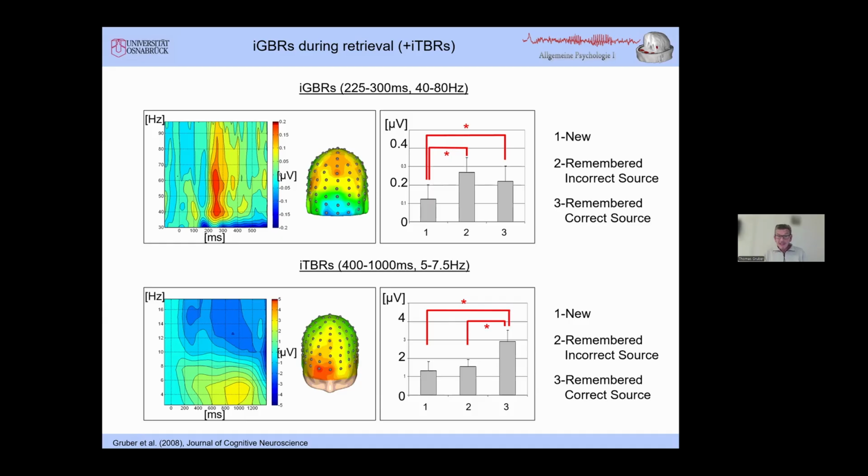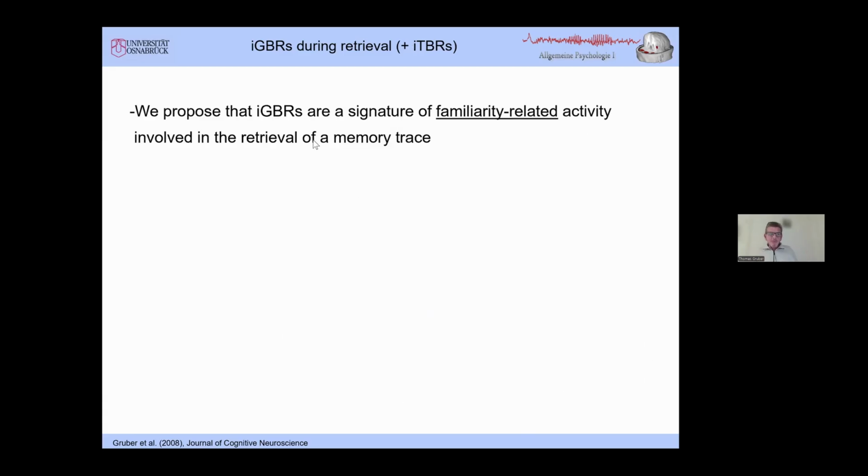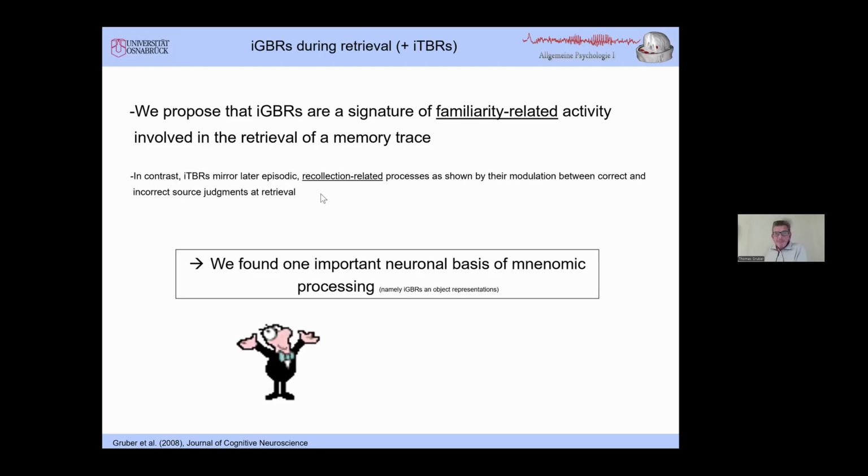And this theta band oscillation, these forms of oscillatory activity, are able to differentiate between correct and incorrect source judgments. So induced gamma is familiarity. Yes, I've seen it before. And if you recall additional information, yeah, it was this and that task, or this person is not only familiar, this is my dentist, or whatever, that is then in the theta band. So we propose that gamma band responses are a signature of familiarity-related activity, whereas theta band oscillations are related to recollection.